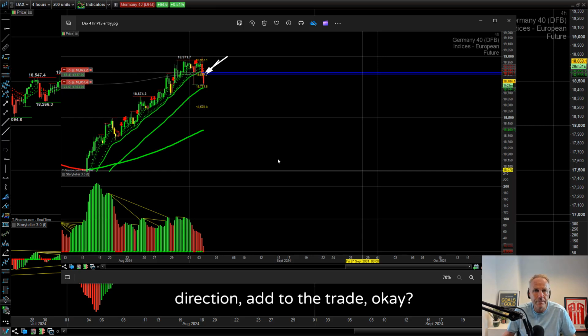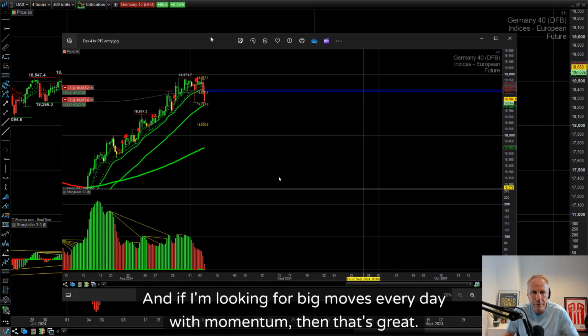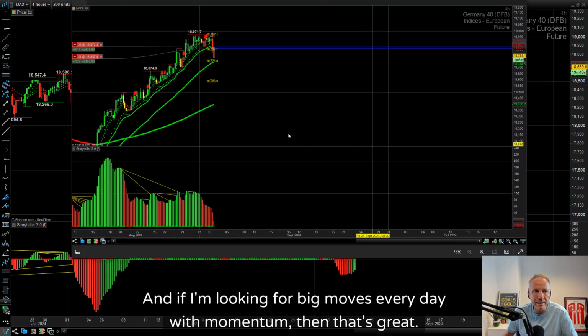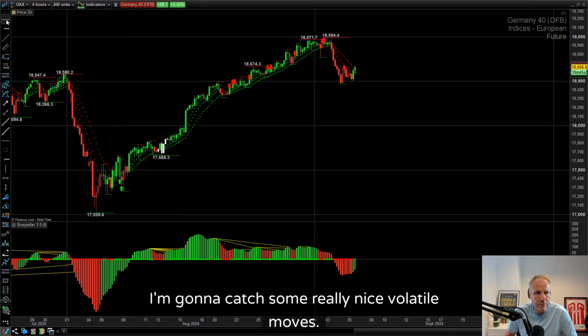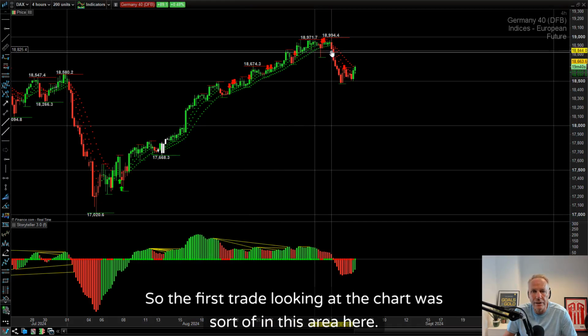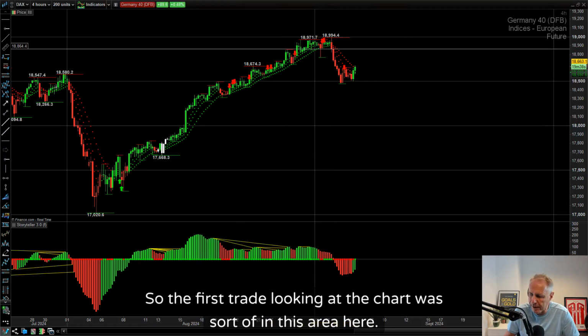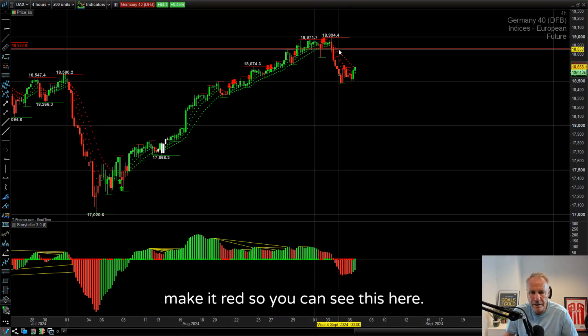add to the trade. Okay, and you tend to get some really nice big trades, and if I'm looking for big moves every day with momentum, then that's great. You know, I'm going to catch some really nice volatile moves. So the first trade, looking at the chart, was sort of in this area here, so it's right here at this red line. I managed to make it red so you can see this here.